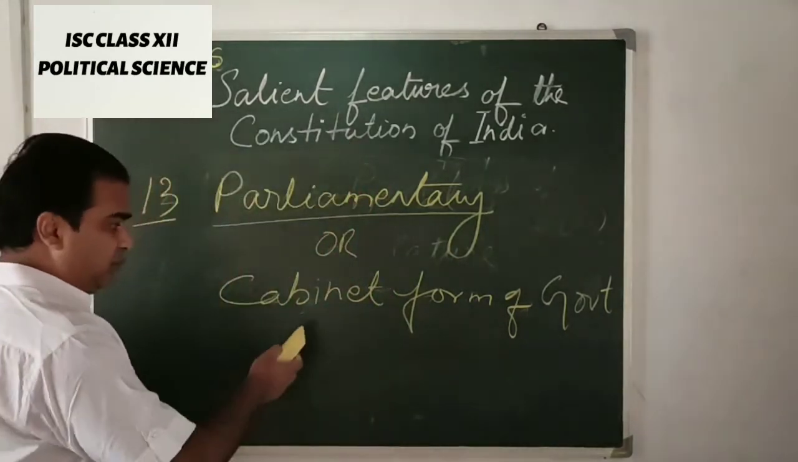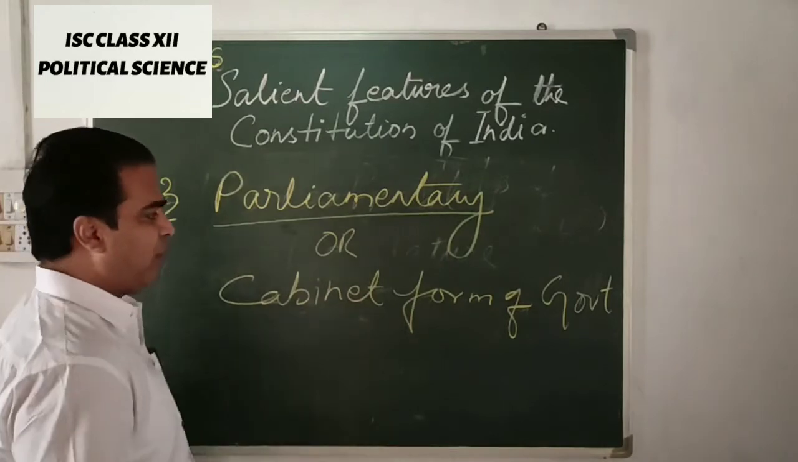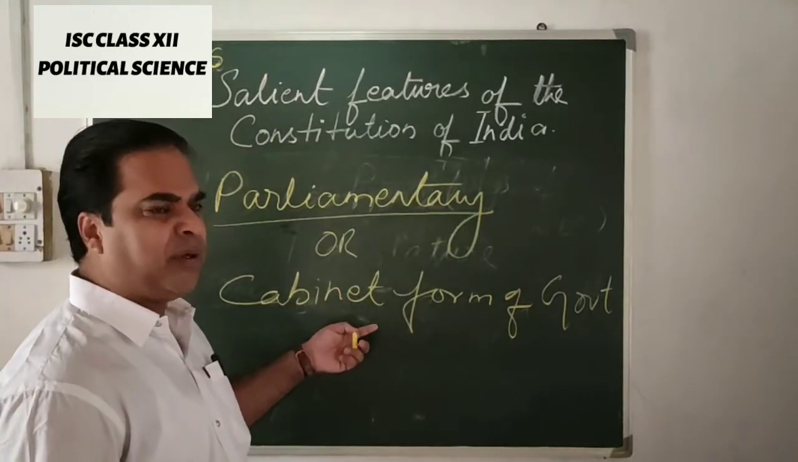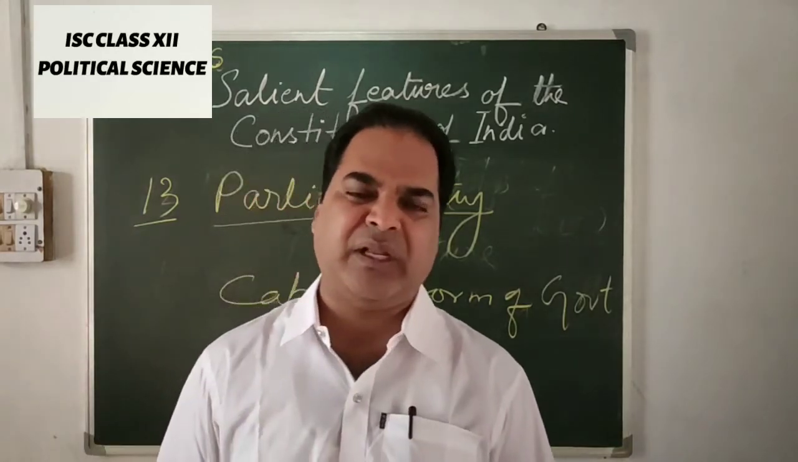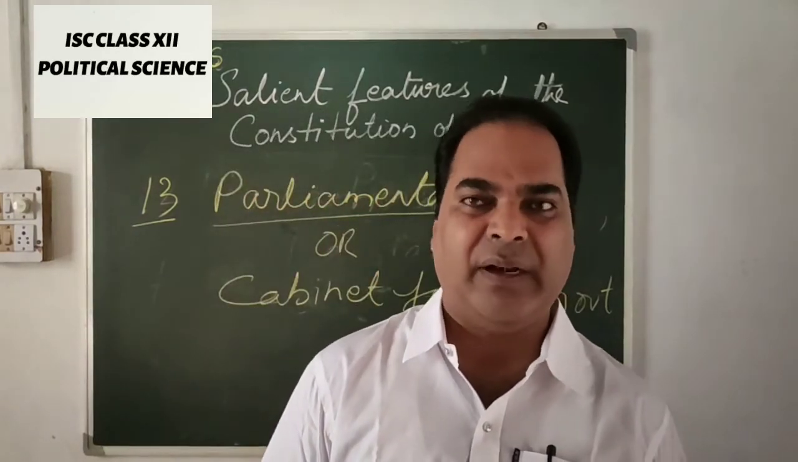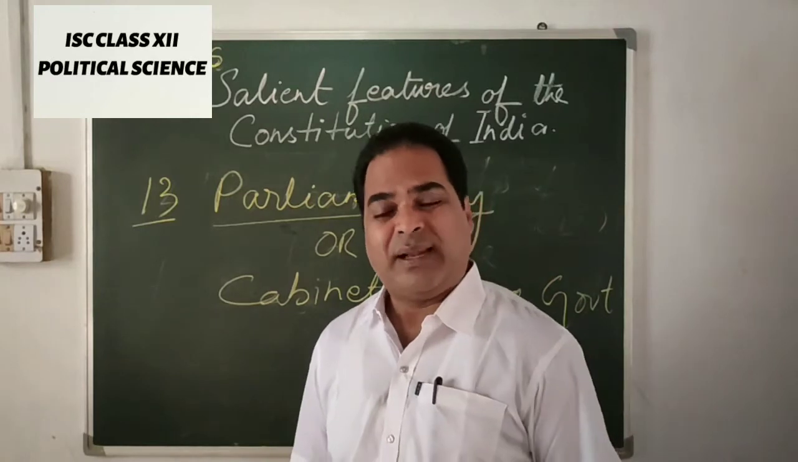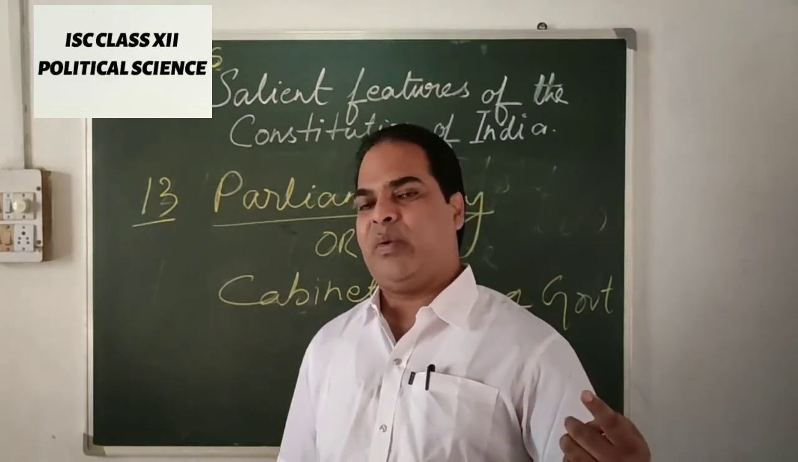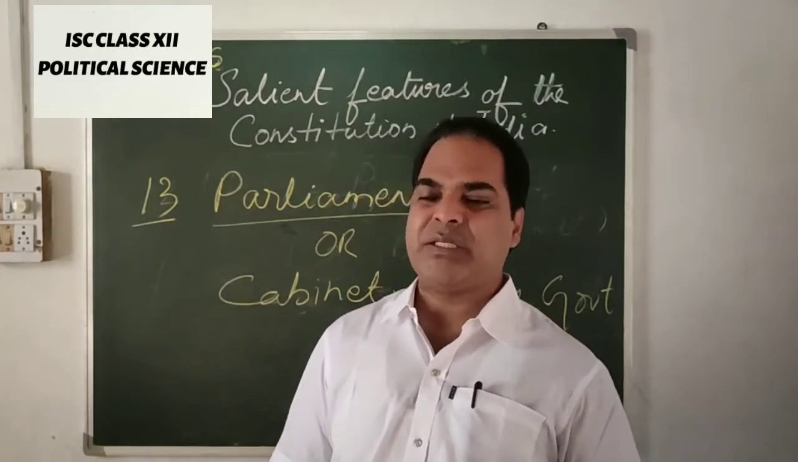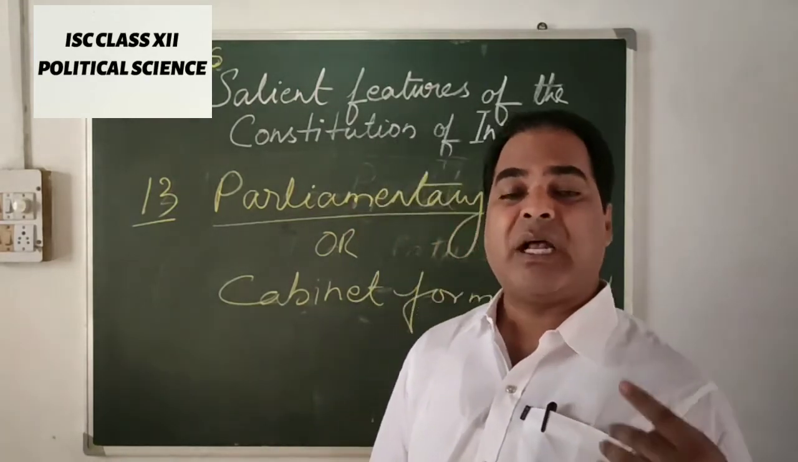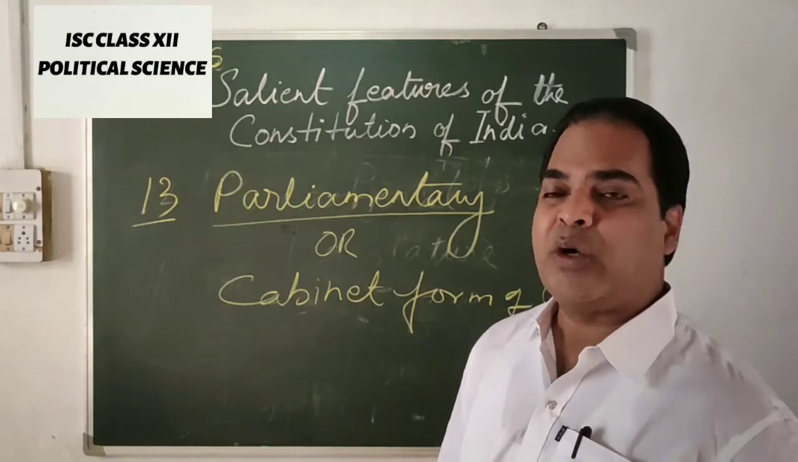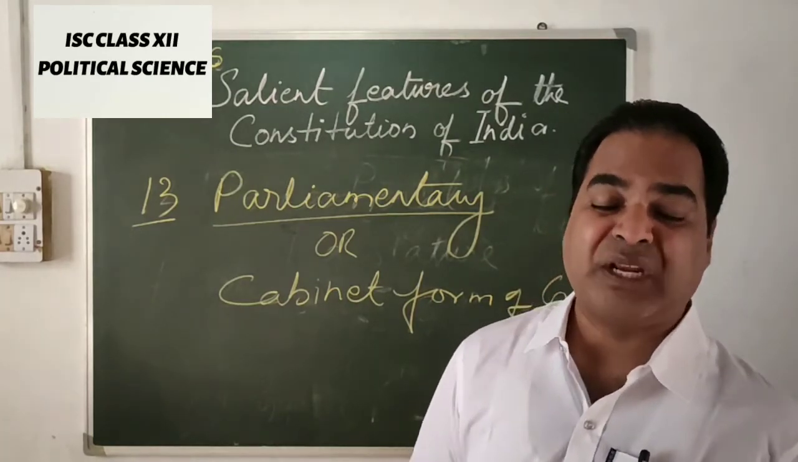Okay, so this is why it is called cabinet form of government. Why is it called cabinet? Because all the important decisions and important policy formulations are done by the cabinet. So who is called cabinet? There are 3 categories of ministers. Number 1, cabinet ministers. Number 2, state ministers. Number 3, deputy ministers. Cabinet ministers are those ministers who are given important portfolios. Important ministries are given to them.